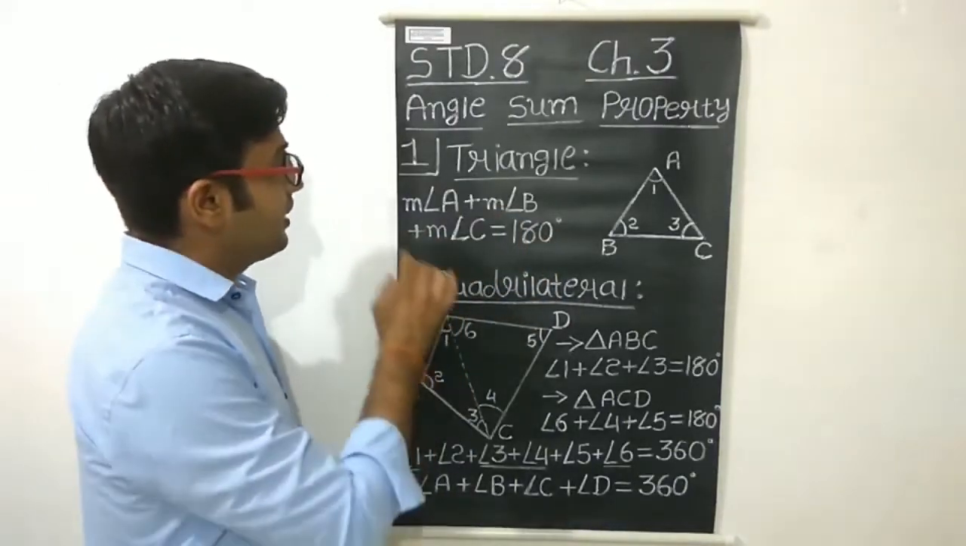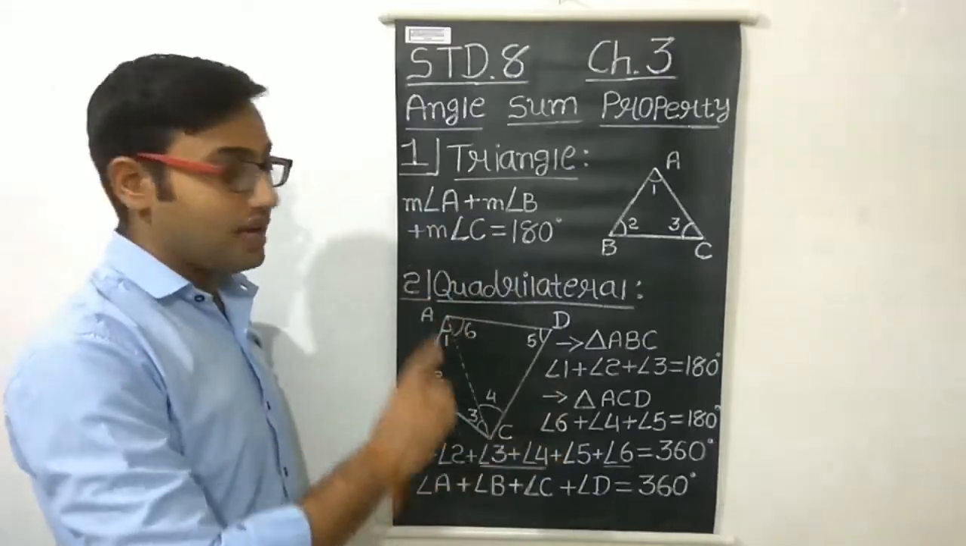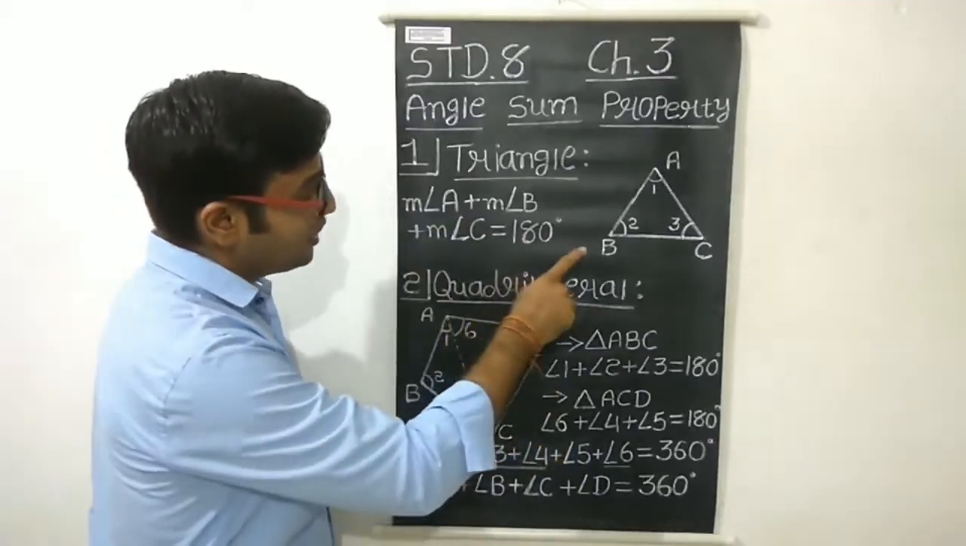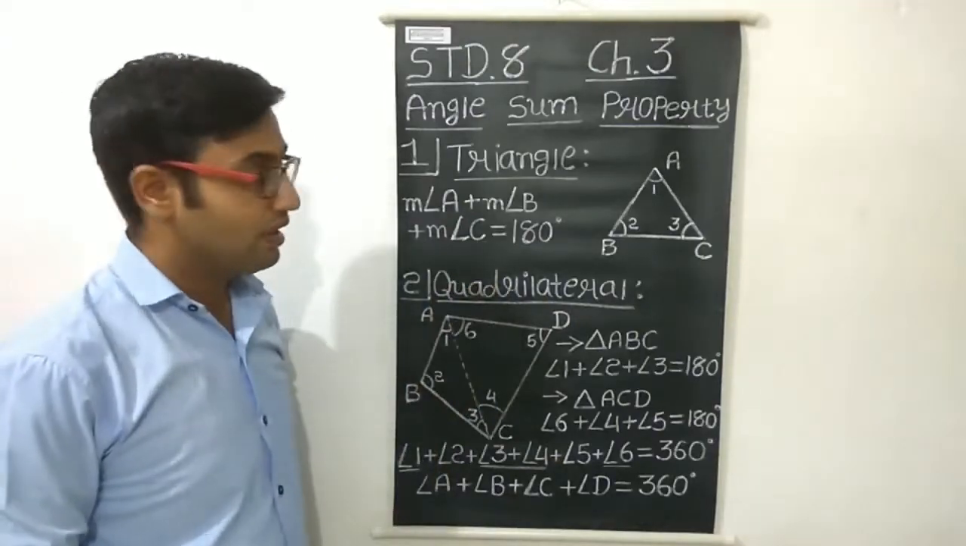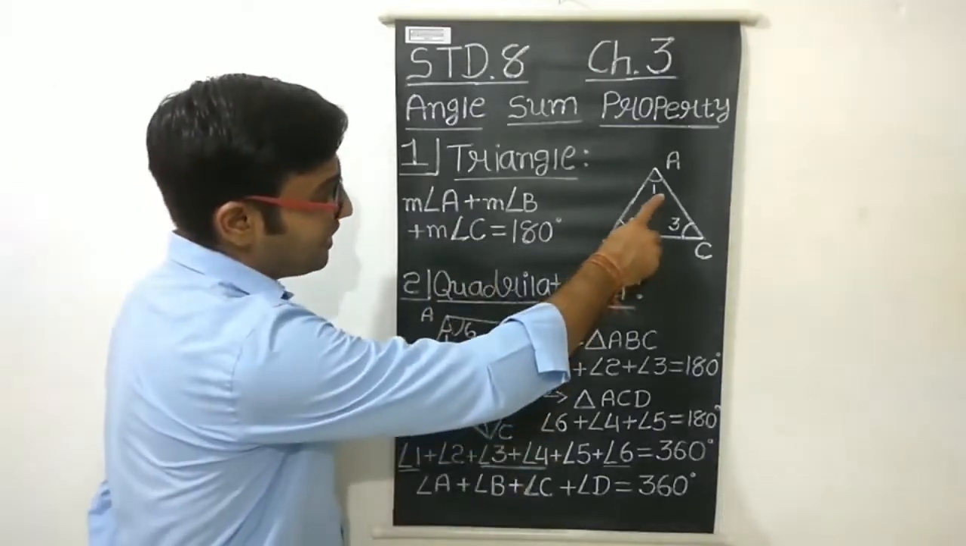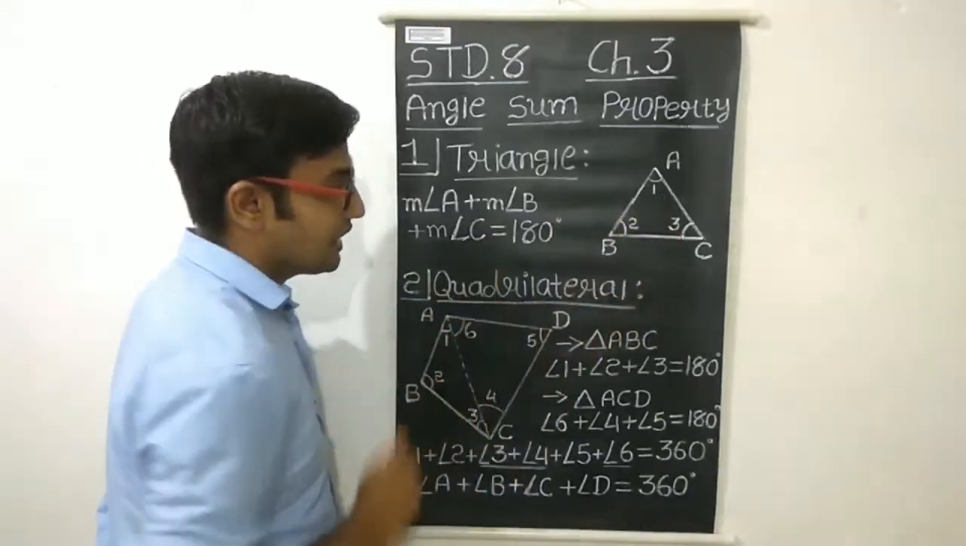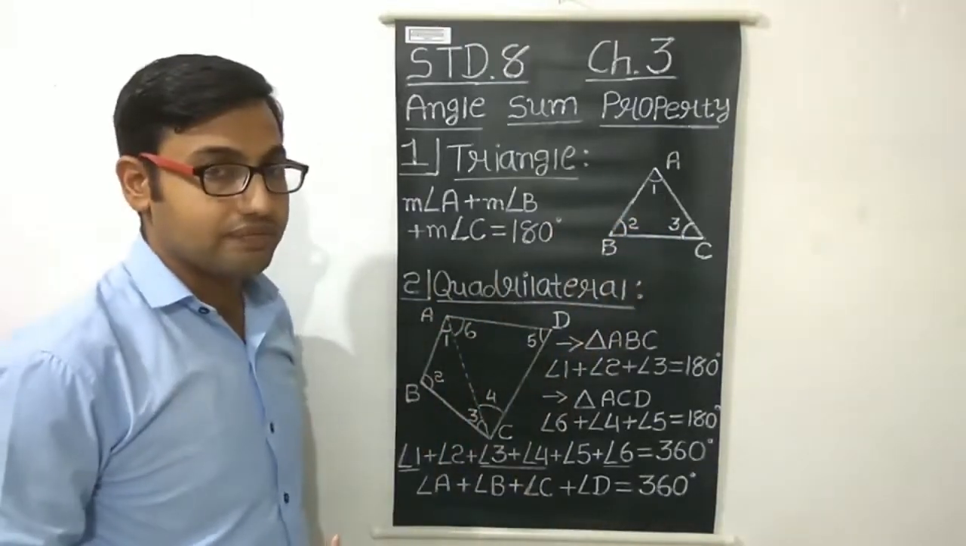So we can say that the angle sum property of a triangle is the addition of all the angles, A plus B plus C is equal to 180 degrees. In another way, we can say that angle 1 plus angle 2 plus angle 3 is equal to 180 degrees.